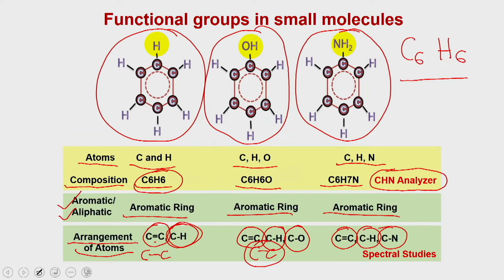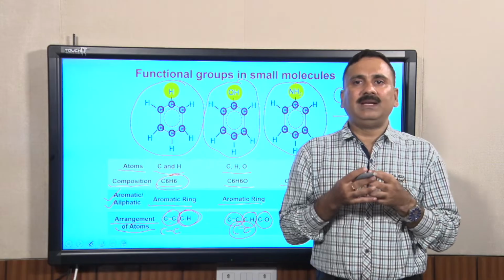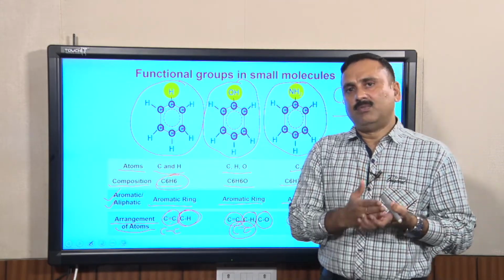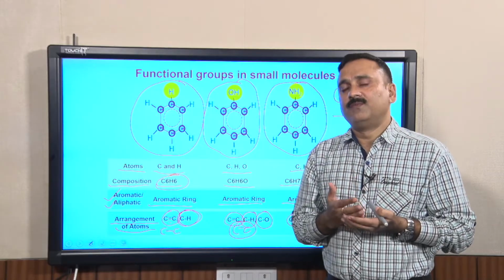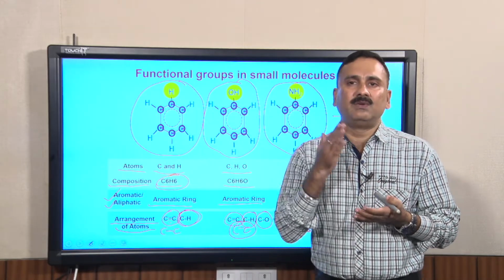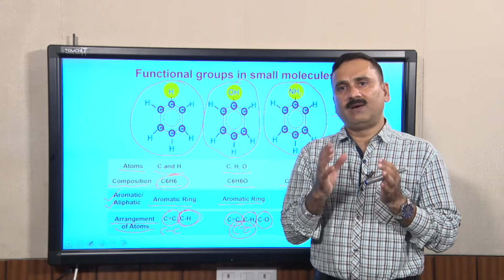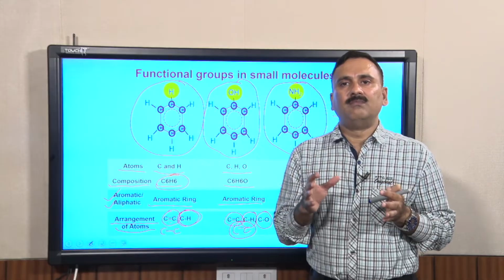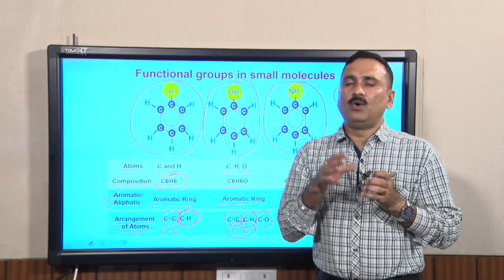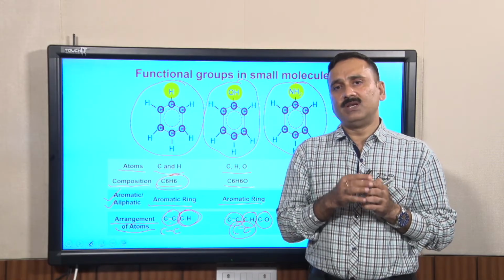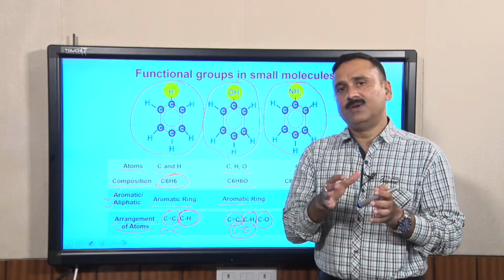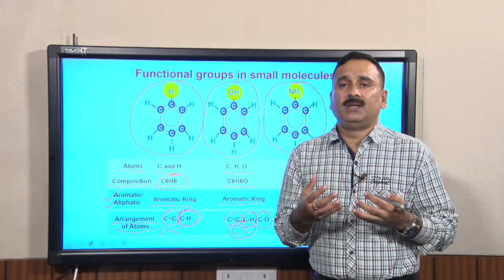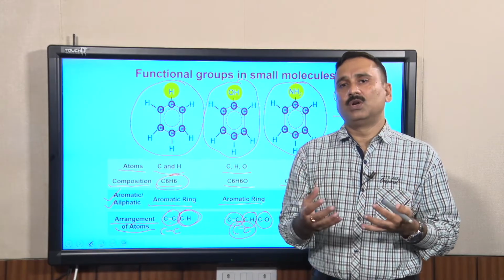So, how are you going to get the arrangement of the atoms in the molecule? Let us revise once more what you are supposed to do. The first thing you have to do is a CHN analysis, which means you give your compound for the CHN analysis, that will give you the composition of the molecule and that will also help you in deducing the empirical formula. Once you have the empirical formula, then you will be able to predict whether this compound is going to have a functional group or not.